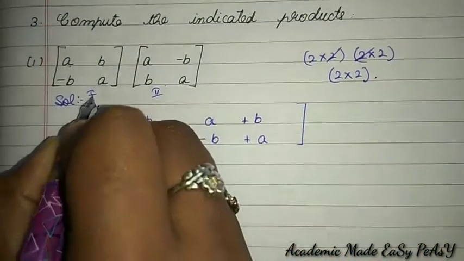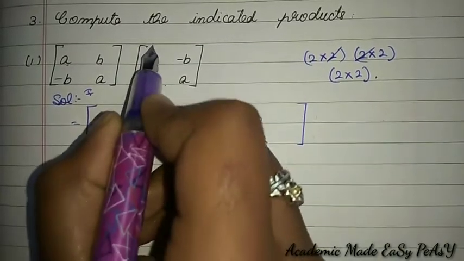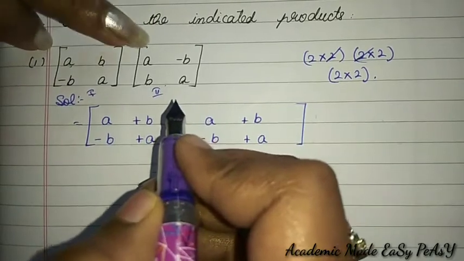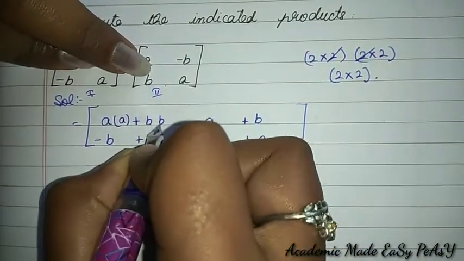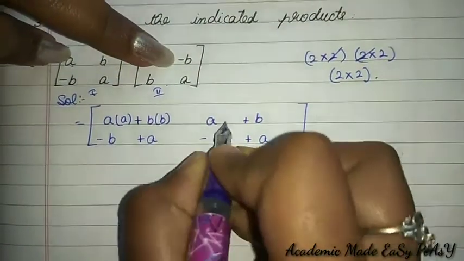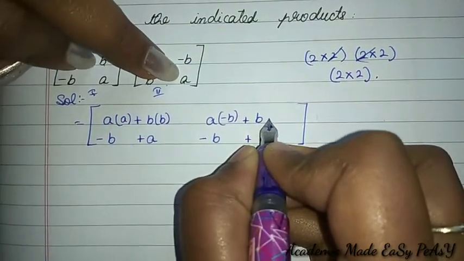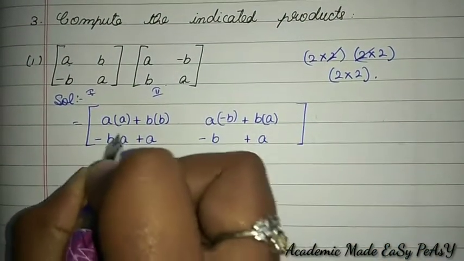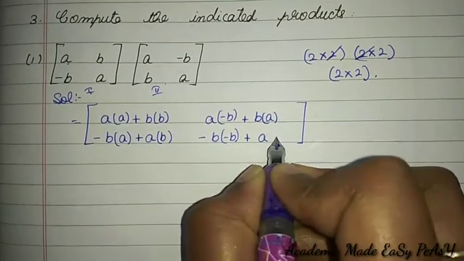Now for the first matrix, everything is over. So in my second matrix, what should I see? I have to see only the columns now. So first element with first element, that is a, and second element with second element, b. Next, first element with first element, second element with second element, a. So now directly I can write down also b, minus b, a.